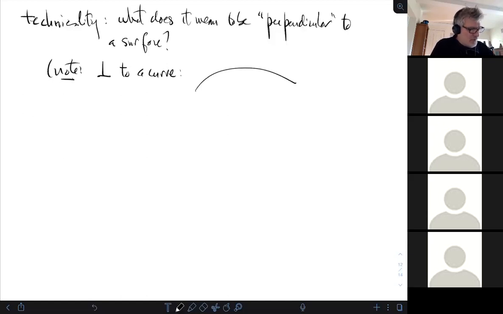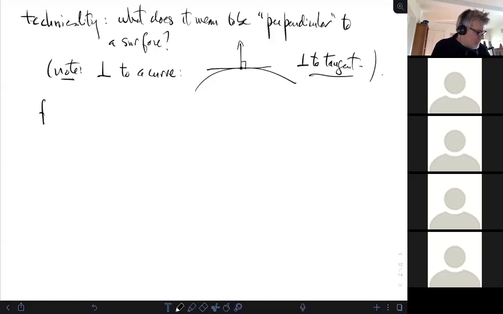If you have a curve like that, and you have a point like that, what would it mean to be perpendicular to the curve at that point? Well, you think perpendicular to the tangent, right? So that's the natural thing, it means perpendicular to the tangent. That's okay. But when we go to a surface, we haven't really discussed this before, so how do we do it? Well, the trick is to do the same thing that you do in 2 dimensions.